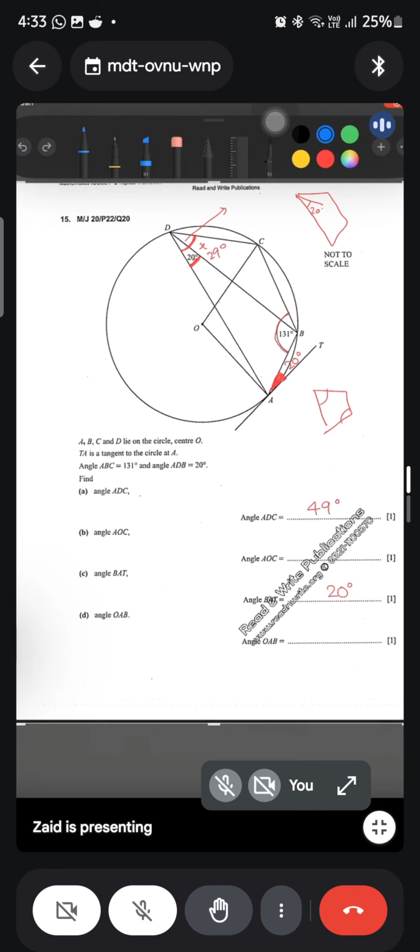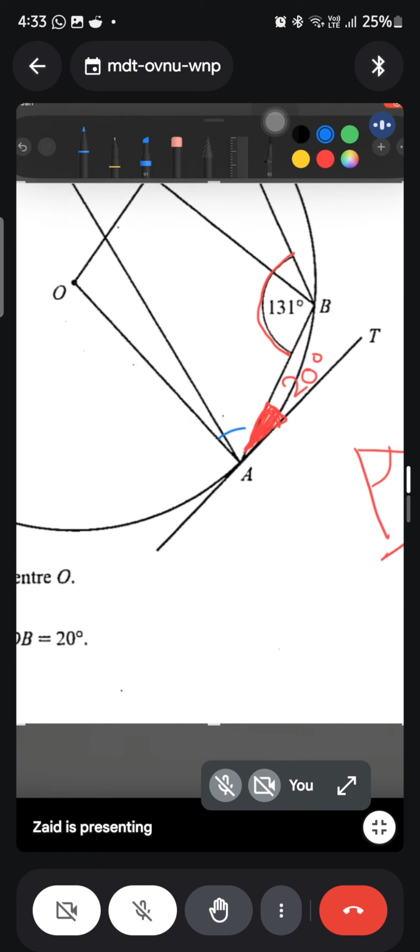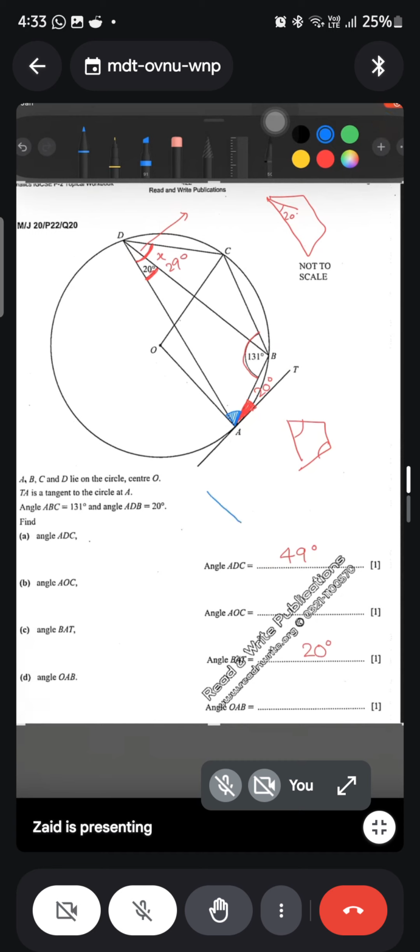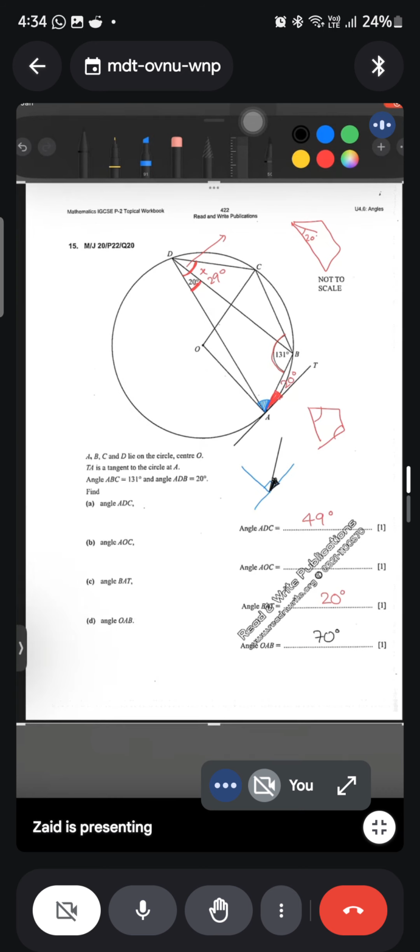So my dear students, they are asking me to find the value of angle OAB. Angle OAB is going to be the part other than this. If the whole angle was 90, out of 90 you have got this angle, which is 20. So the remaining part is how much? 70. So angle OAB is 70. Now the last thing, we are left with angle AOC.